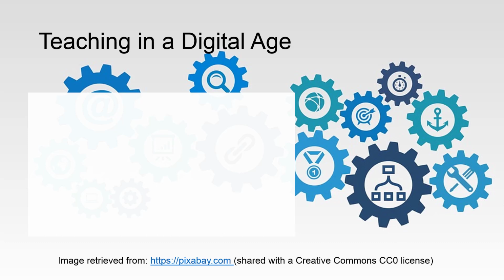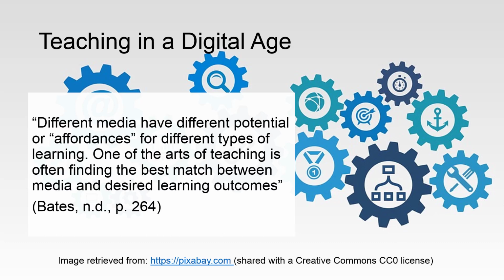In Teaching in a Digital Age, Guidelines for Designing Teaching and Learning, Tony Bates explains that different media have different potential or affordances for different types of learning. One of the arts of teaching is often finding the best match between media and desired learning outcomes. This is an idea that we'll come back to again in this video. There may be other factors aside from the desired learning outcomes that you and your colleagues will consider as you plan out which specific media will be used in developing learning tools both within this course and beyond.